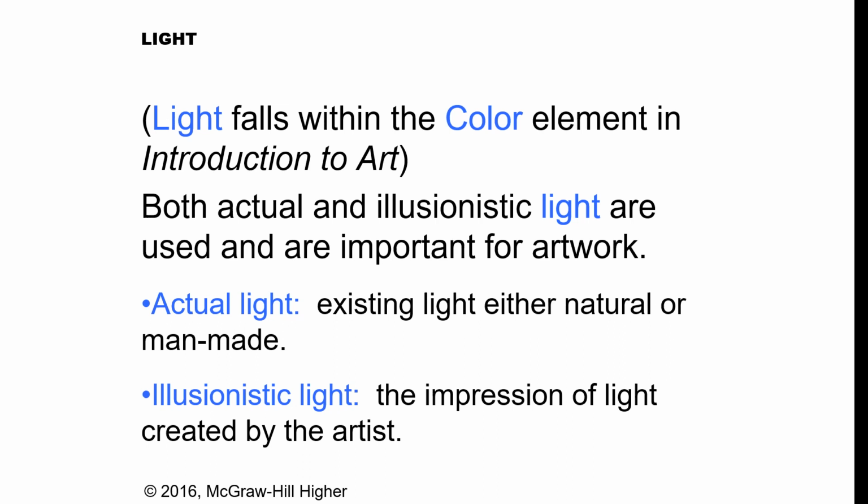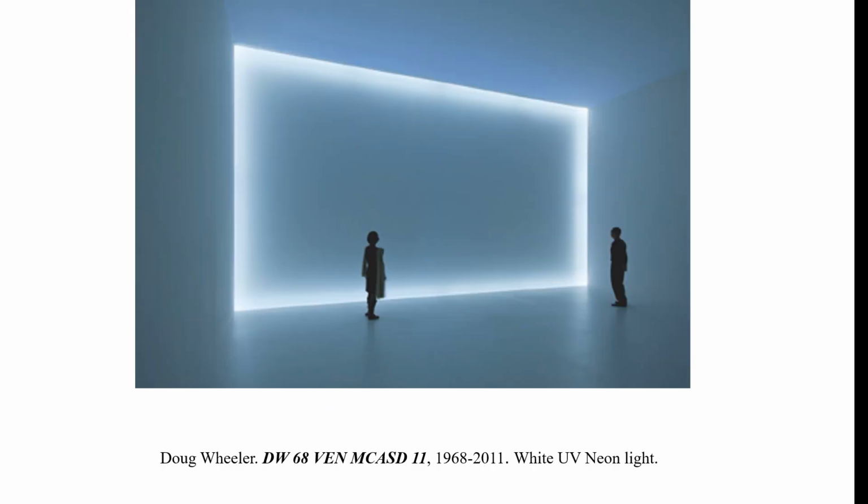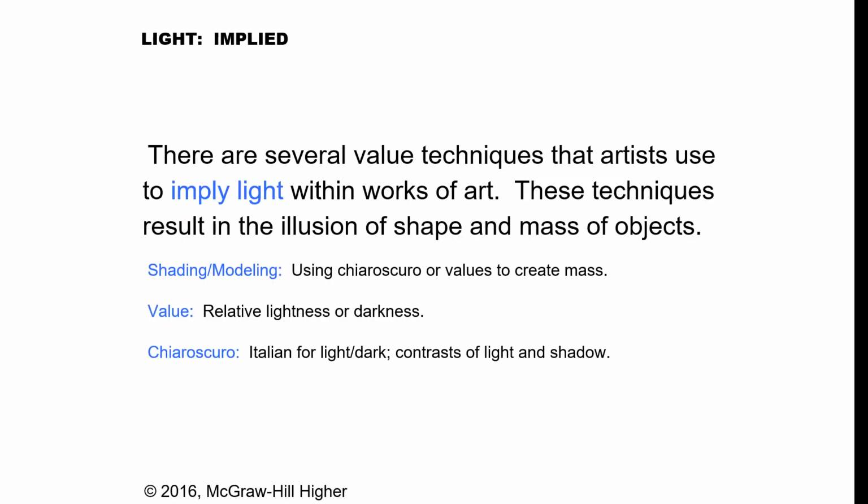Both actual and illusionistic light are used and are important for artwork. Of course, we have actual light in the artwork or illusionistic light, the impression of light created by the artwork within that artwork. So here we have an example. This amazing piece by Doug Wheeler uses actual light to create a kind of illusionistic effect of this movie screen floating in space. But with works of art, we might actually be more familiar with this kind of implied light and not even thinking about it.